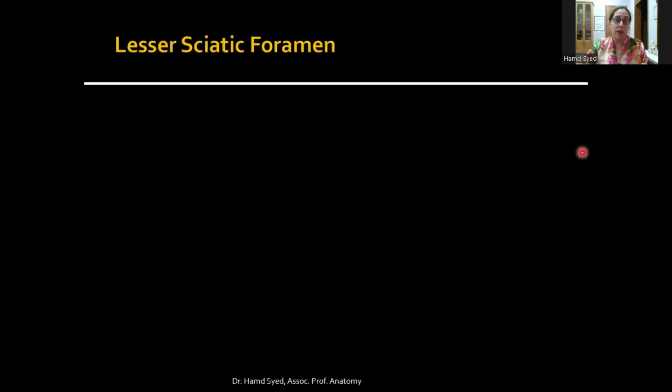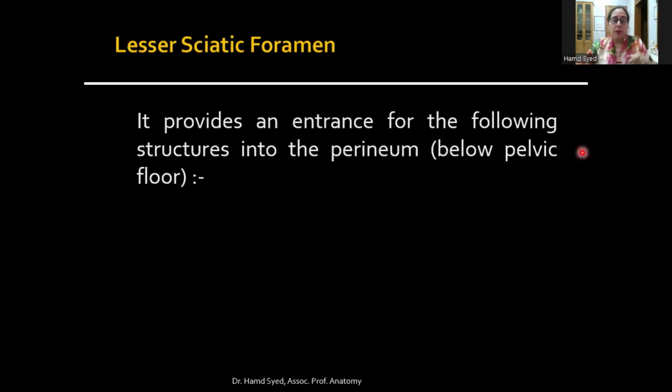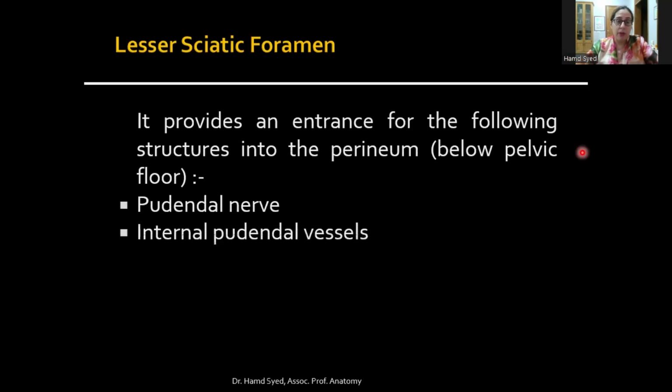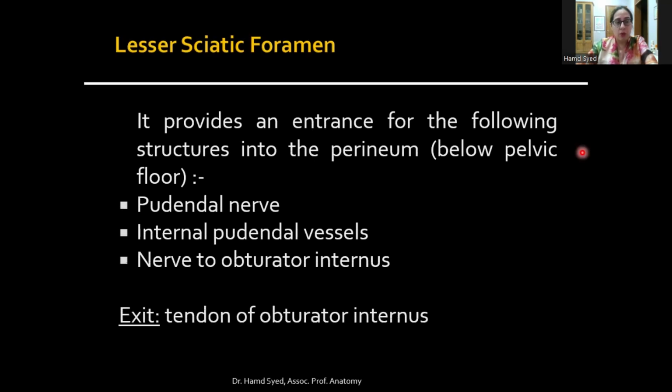Now let's talk about the lesser sciatic foramen. This foramen provides an entrance for the following structures into the perineum. Now, the perineum is the part of the pelvic cavity which is lying below the pelvic floor. Through the lesser sciatic foramen, the structures which are going to enter the perineum are the pudendal nerve and the internal pudendal vessels. Also, the nerve to obturator internus. Also, it is an exit way for the tendon of obturator internus.